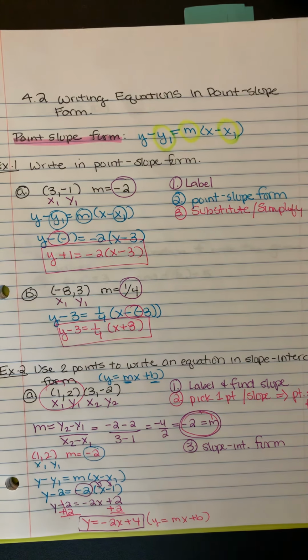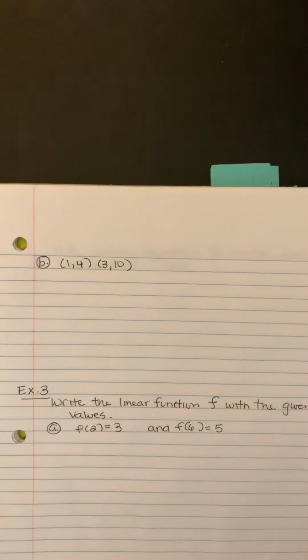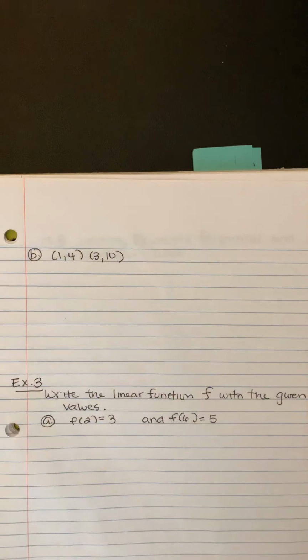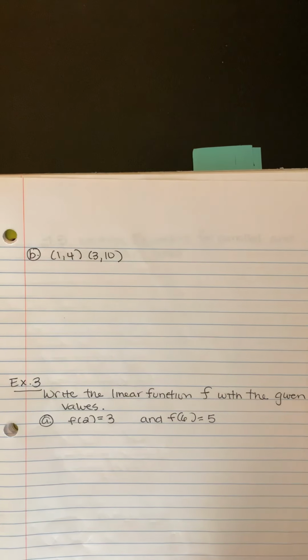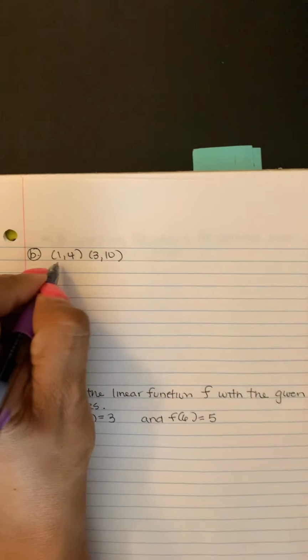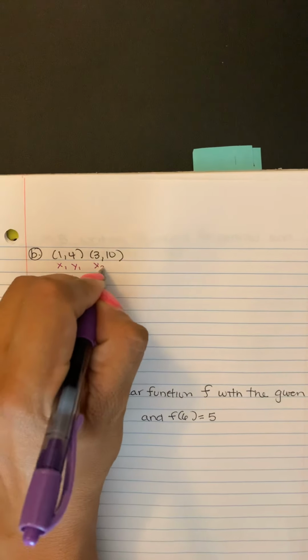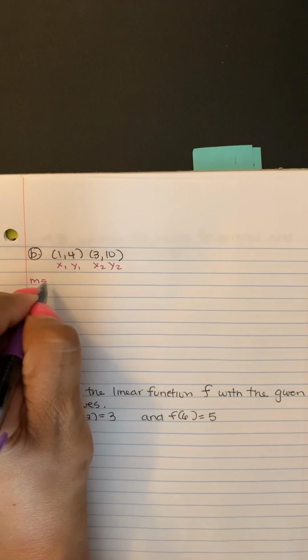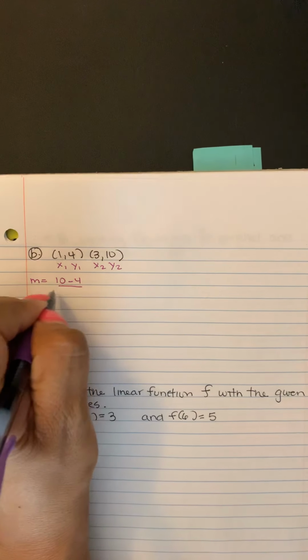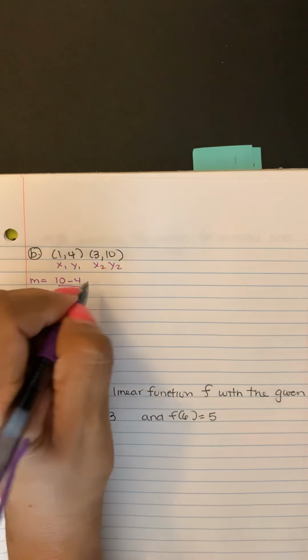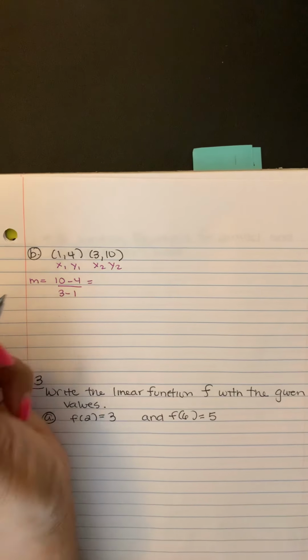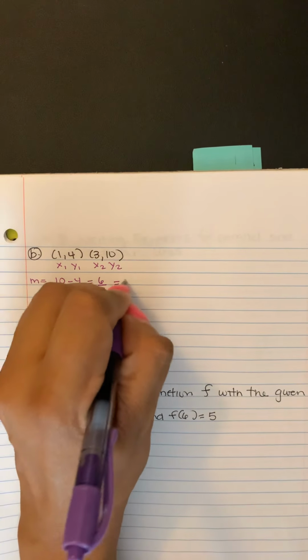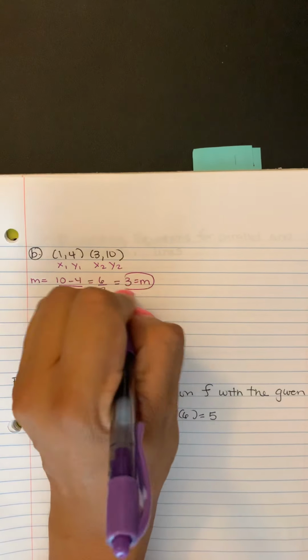Okay. All right, let's keep going. We have one more that we're going to do like that. So again, we're going to label. We're going to find the slope, right? So here's x1, y1, x sub 2, y sub 2. Put it in: y2 minus y sub 1, so it'd be 10 minus 4, and x2 minus x sub 1 would be 3 minus 1. Simplify. We end up with 6 over 2. That gives us a slope of 3.